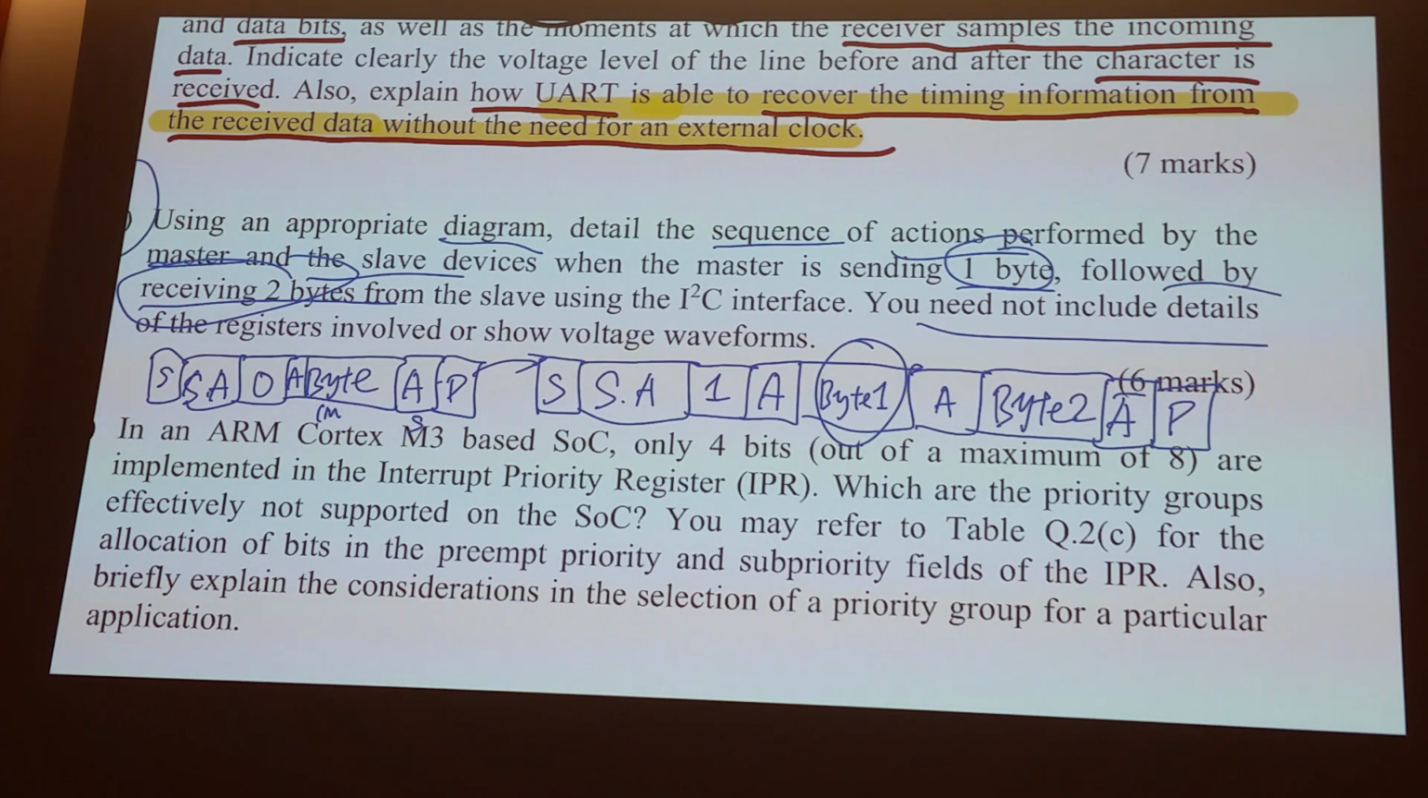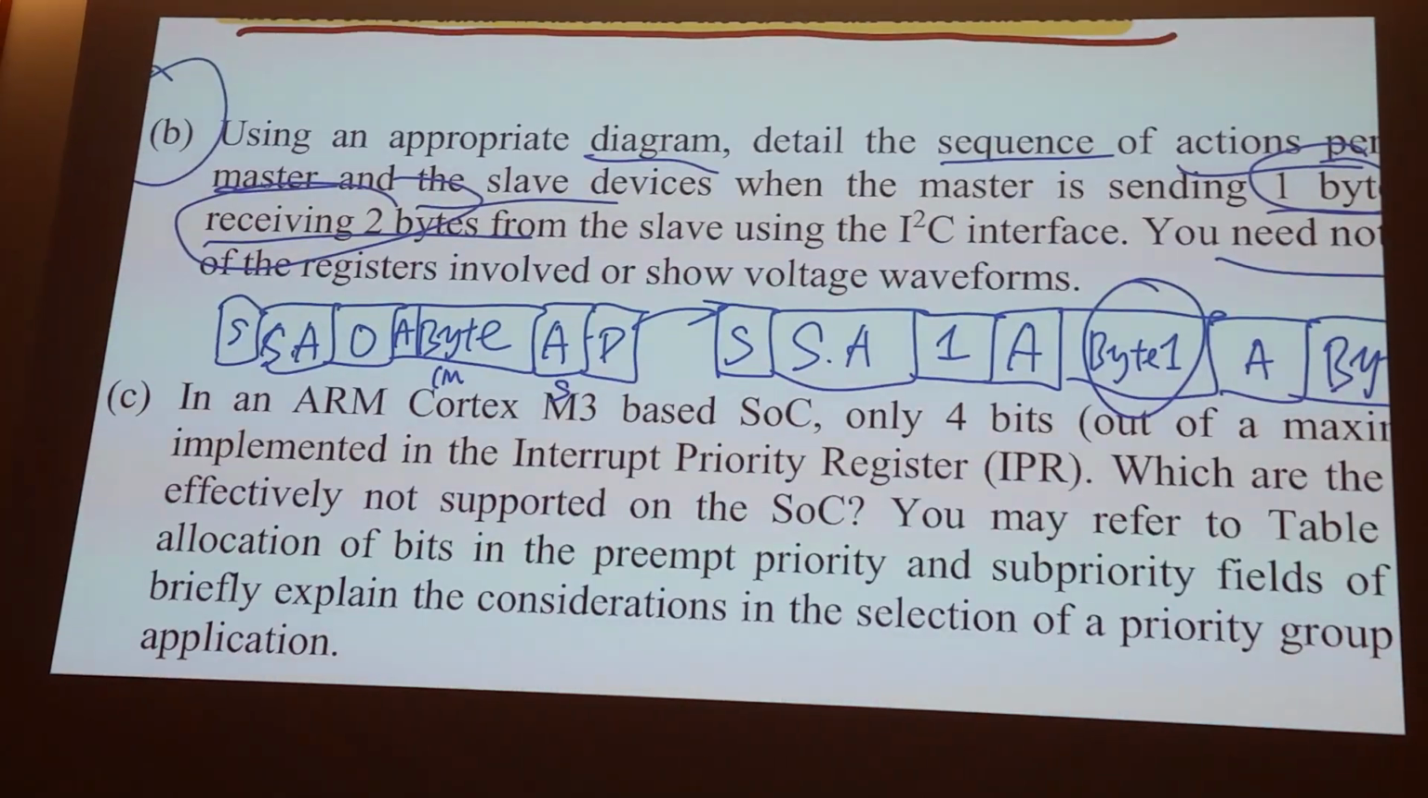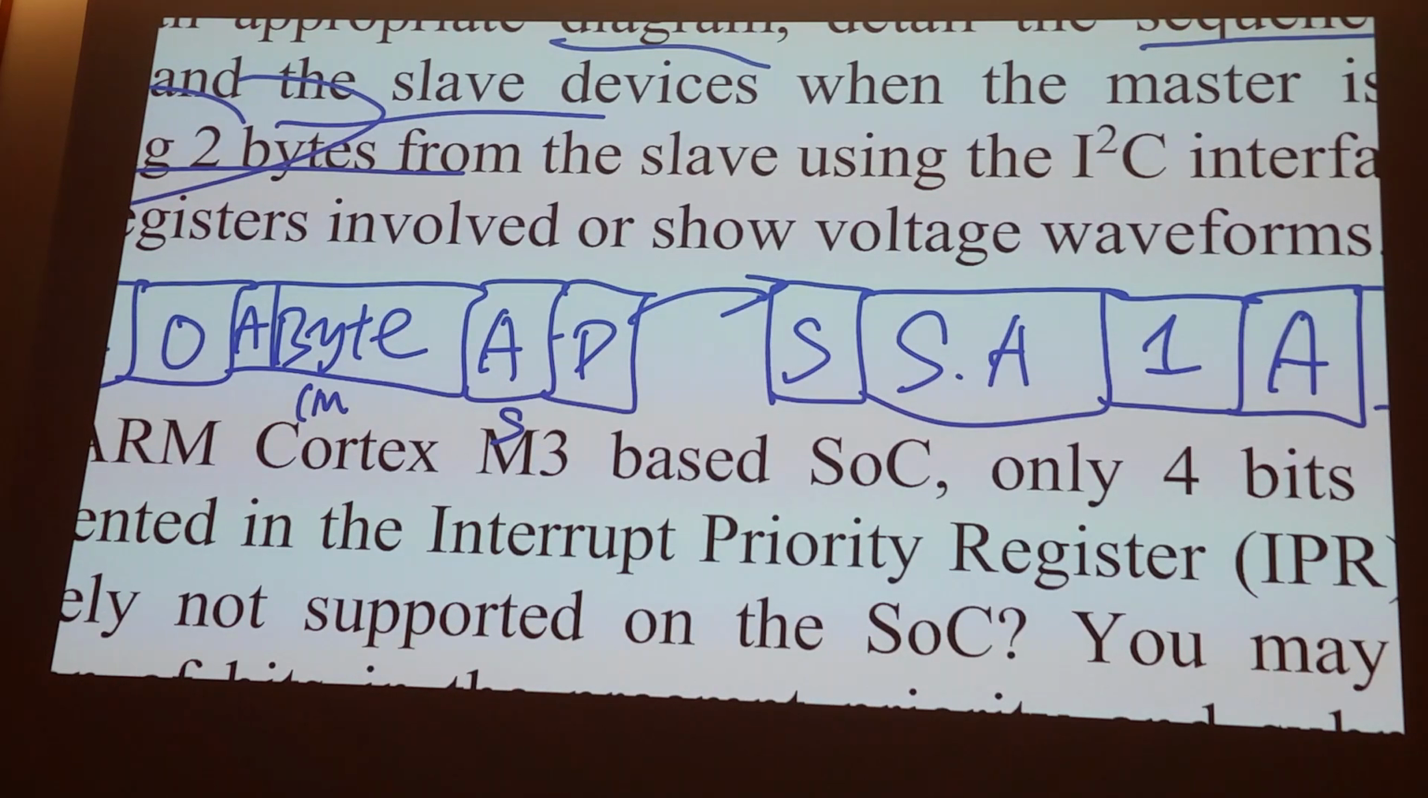But if you want to combine these two together, remember in the tutorial we discussed, what will happen here is once you send stop, the channel is actually released. So someone else can now start to use the channel. Another master can take over, because you can have multiple masters within the system. This is another characteristic of I2C.